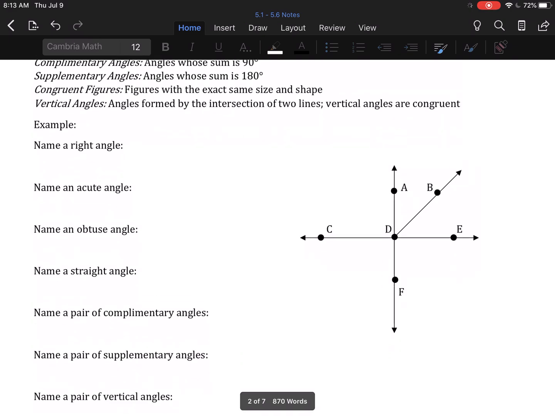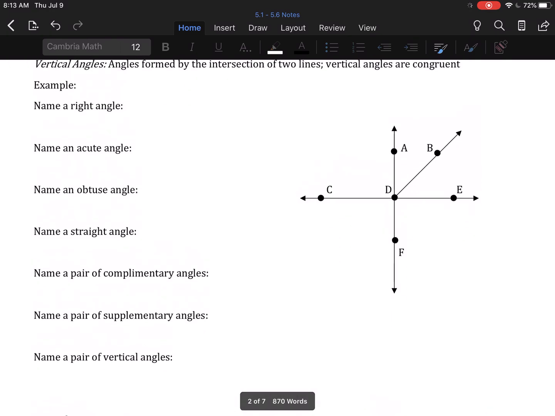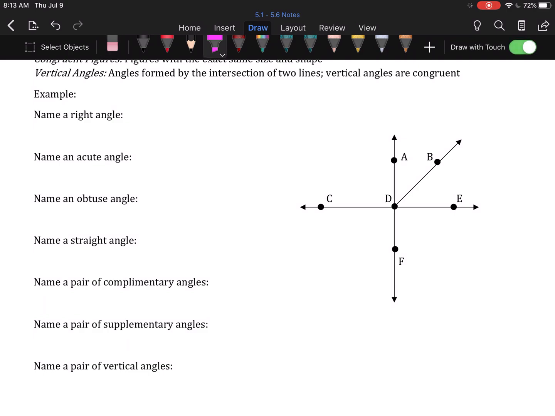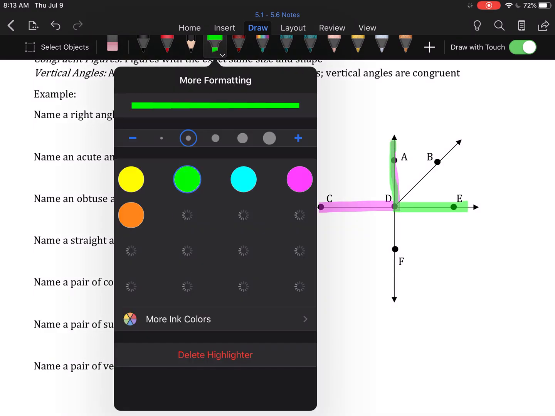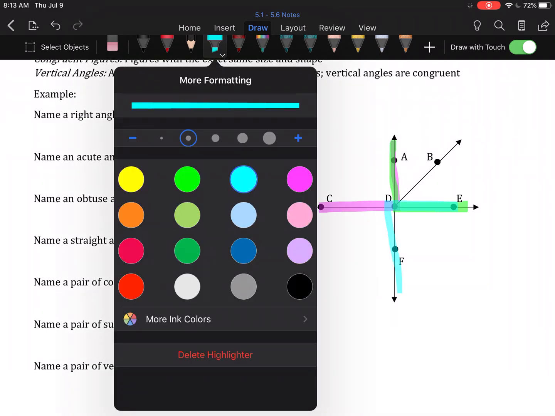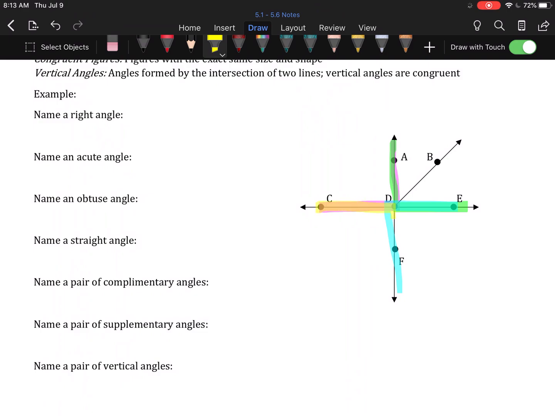So, naming angles. See if I can squeeze all this on one. Yes, I can. Name a right angle. A right angle is 90 degrees. So that could be that, or that, or this, or this. There are 4 right angles on this diagram.